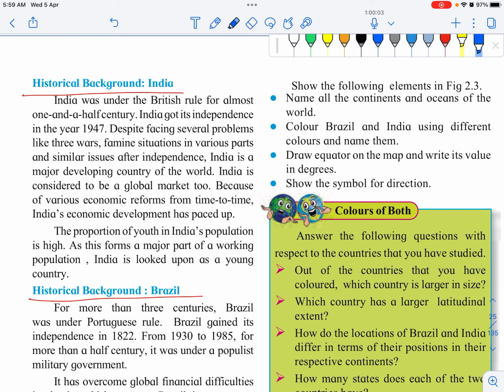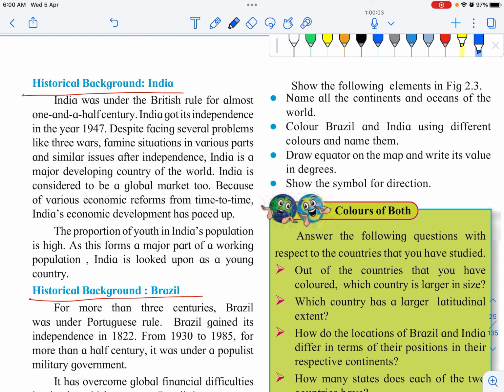Hello students, in this video we will see the historical background of India and the historical background of Brazil. This is a continuation of the first part of the video. The name of the chapter is Location and Extent. This is the second part. In the first part we saw the location and extent of India and Brazil. Now in this part we will see the historical background of India and Brazil.